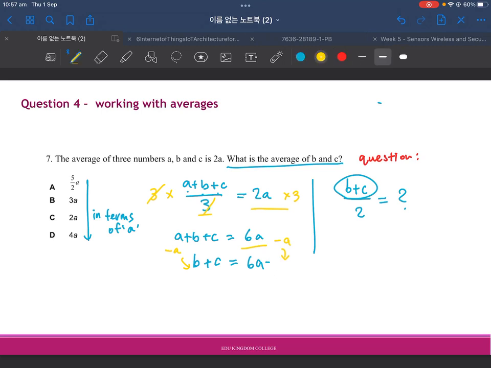It's minus a. Okay? It's actually going to be 5a. So we know b plus c is 5a. Then we actually have the answer to our question, because b plus c is 5a, then (b plus c) over 2 must be the same as 5a over 2. Okay? And here we have it. That is our option A.